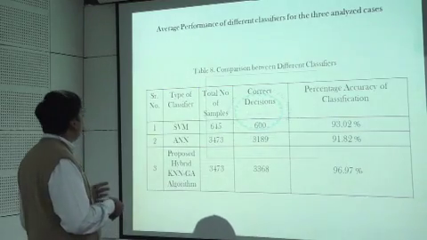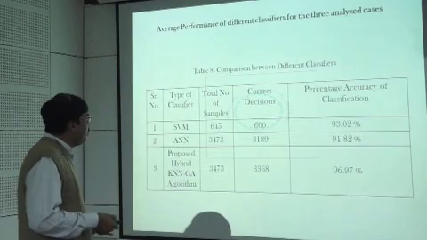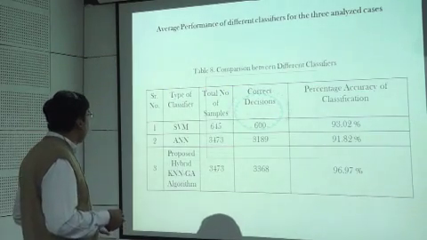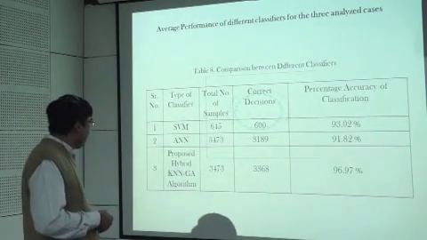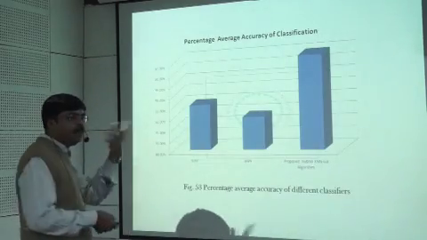Then I have calculated the average performance for all the data. SVM gives an accuracy of 93.02, ANN 91.82, and the proposed hybrid KNGA gives an overall accuracy of 96.97%, as indicated by this bar diagram.